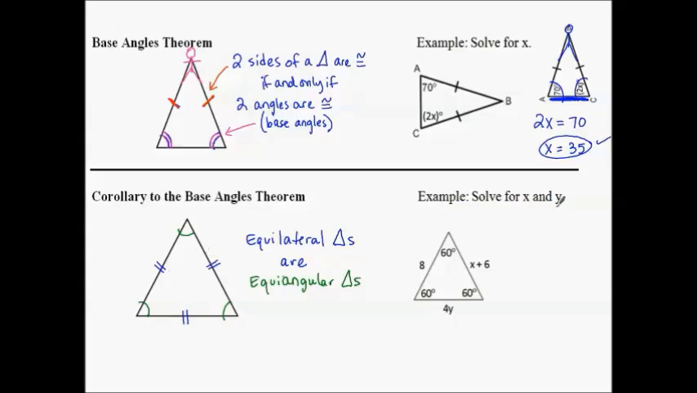So if I look at this example, solve for x and y, I see that all three angles of this triangle are 60 degrees. Therefore, I know that these three sides must be congruent. So how can I solve for x and y? Well, this side is congruent to this side, so I can say x plus 6 equals 8, and then subtracting to get x by itself, I can see that x is 2. Similarly, I can make an equation to find y by setting those equal. 4y equals 8, and dividing by 4, y also equals 2.